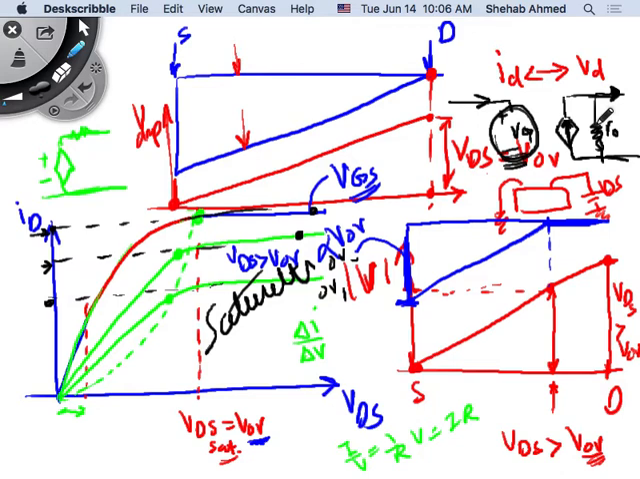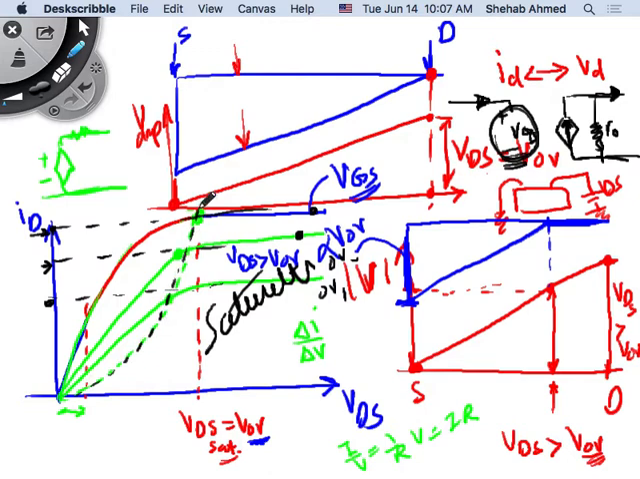Remember, VGS is my control input now, right? All of this happened at different gate voltages. This curve we said is at one gate voltage, meaning one overdrive. This one happened at another gate voltage, another overdrive. This one happened at another gate voltage, another overdrive, right? So if I operate only here, maybe you're confused because of that.